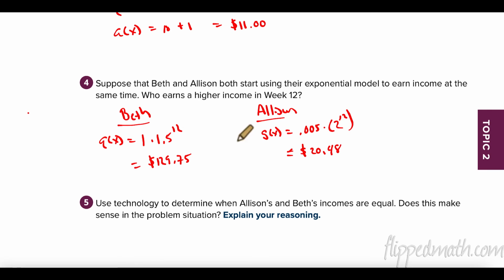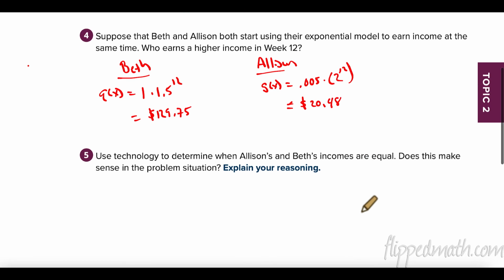So let's talk about this. A couple of things. Our initial values, $1 and 0.005 cents. That's really low, much better, higher over here. Our rate that we're multiplying by, 1.5 and 2. So Allison has a higher rate, but Beth has a higher starting value, which gives her the edge right here, $129.75 versus Allison, $20.48.